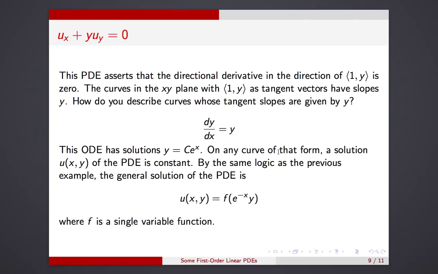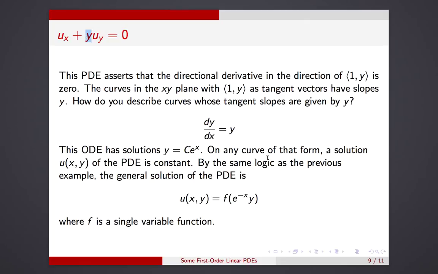Okay, now let's try an equation with non-constant coefficient functions. In this case, the coefficient of u_x is still constant, but now we have a non-constant function attached to the u_y. So let's see how this goes.